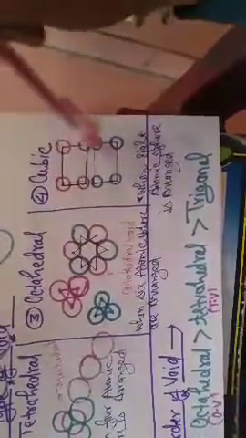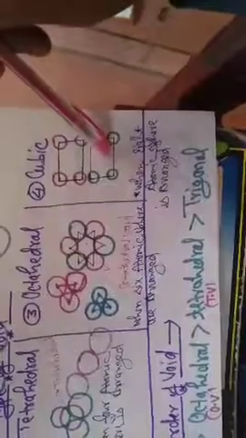Going to the tetrahedral void, we take four atomic spheres and arrange them in this manner, and the space left between the four atomic spheres is known as tetrahedral void. Going to the next void, the octahedral void, it is the arrangement of six atomic spheres and the space left between them is known as octahedral void. Next is the cubic void, which is the arrangement of eight atomic spheres, and the space left between these eight atomic spheres is known as cubic void.